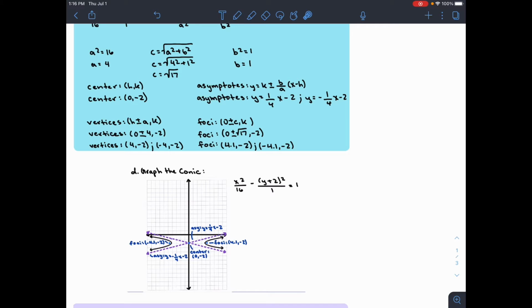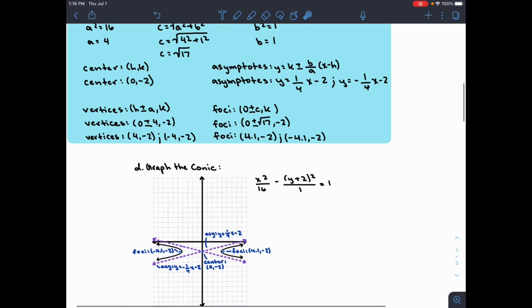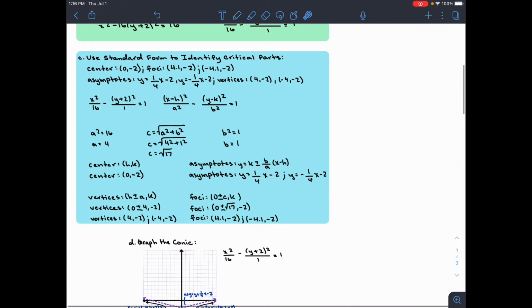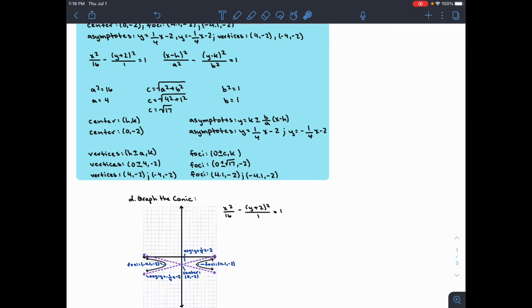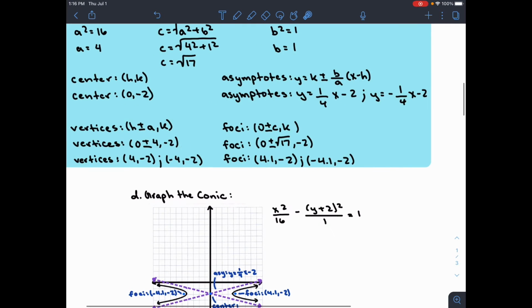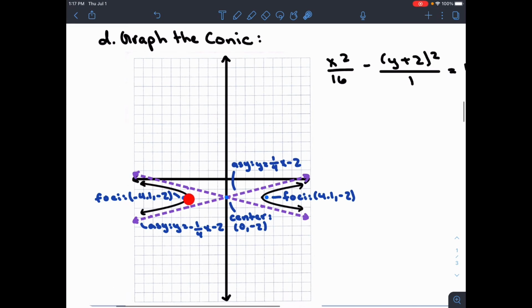What we can do is use this equation, h plus or minus a, comma k. From looking at this equation, we know that our h has to be 0 and our k has to be -2 because it's a negative k. We take the a, which is a squared equals 16, so a equals 4. We put that into the equation, plus or minus, with k being -2, and we get 4, -2 and -4, -2 as our vertices. So we graph that right here.